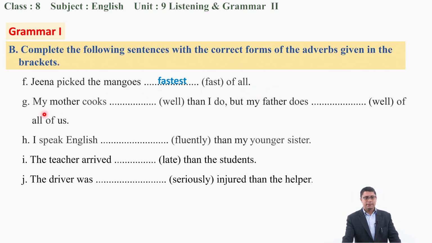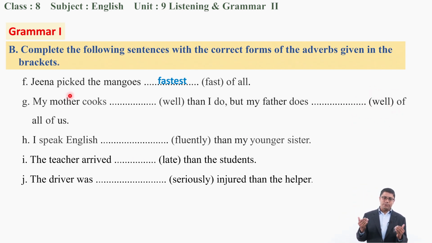Okay. Now, let's move on to G. Let's look at the sentence here. My mother cooks well than I do, but my father does well of all of us. We do have two blank spaces here, but the same adverb, well and well. So you have to decide which forms of the adverb well are going to be used in these blank spaces.